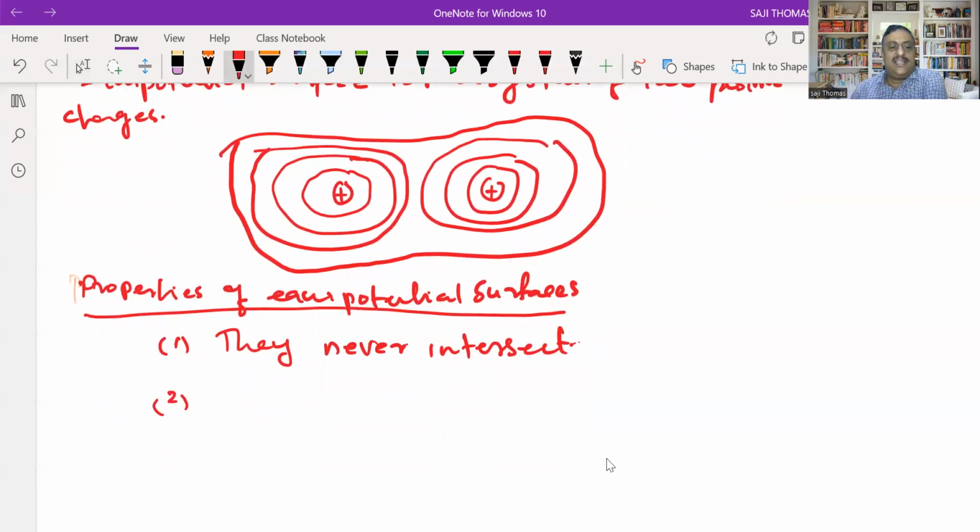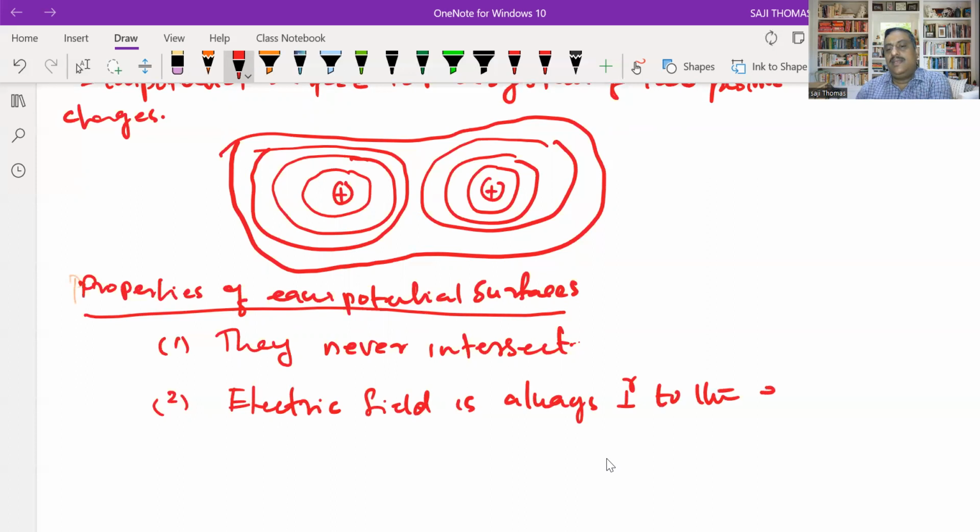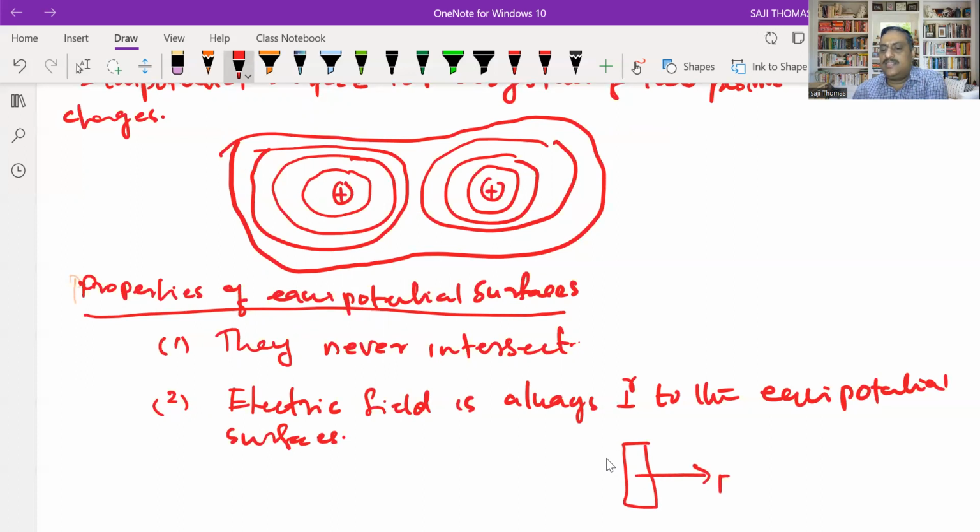Second, electric field is always perpendicular to the equipotential surface. Okay. Why is it so? Suppose this is an equipotential surface. Electric field has to be like this.